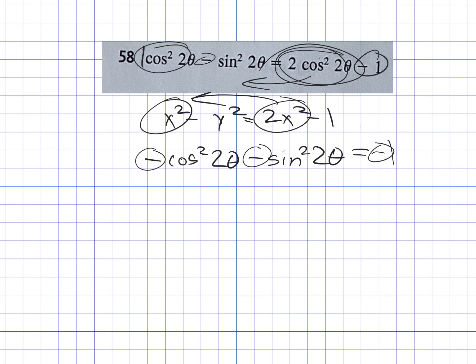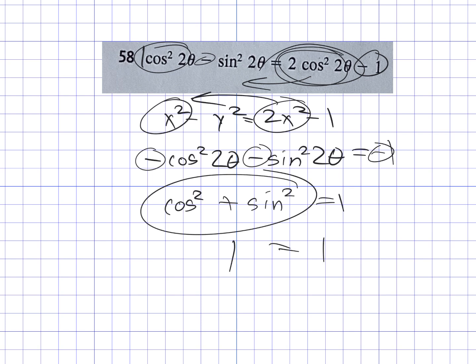If you want to change all the signs, just multiply everything by negative 1 and watch what happens. You get the cosine squared plus sine squared equals 1. And of course it does. That's 1. Doesn't that equal 1? So you're done.